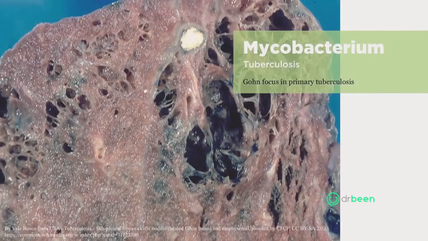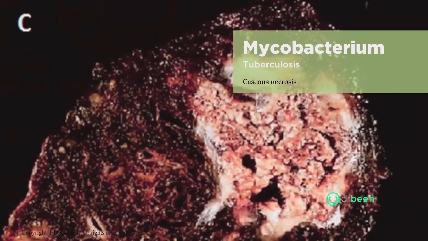Look at this slide here. We are looking at this white area. This white area is the Ghon focus. This is a caseous necrosis present in the parenchyma of the lung, and we can actually see lots of cavitation as well. So this is primary plus secondary TB together. Here, this is another example where you can see a large area of the caseous necrosis.